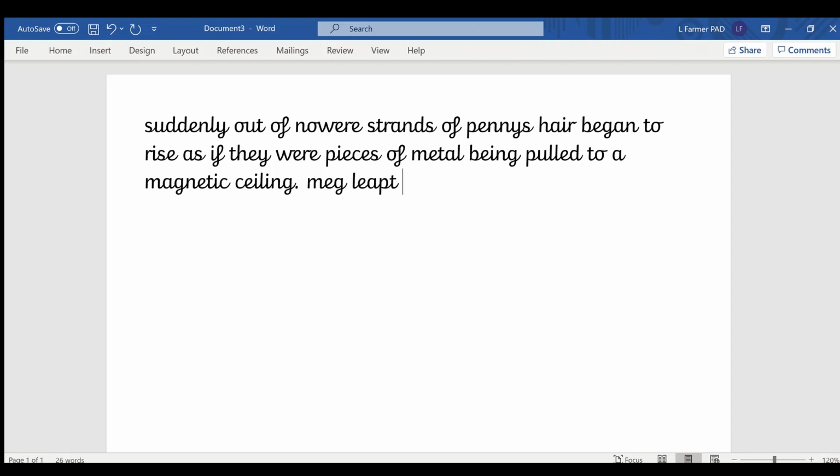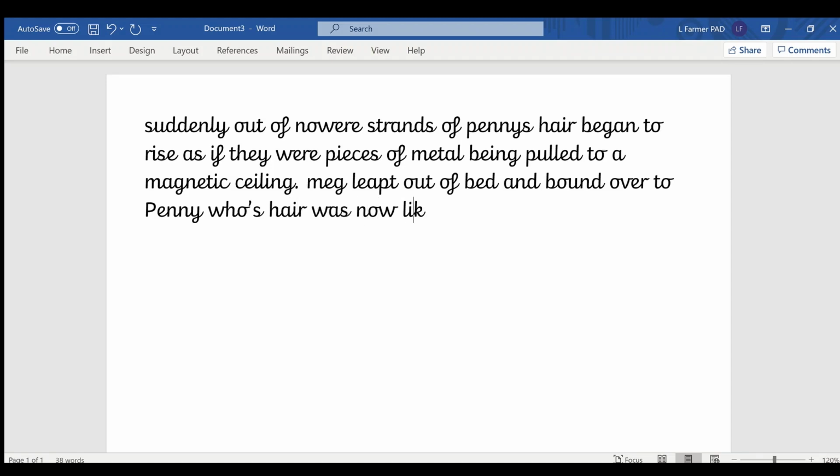Meg leapt out of bed and bound over to Penny, whose hair was now like a porcupine's spiky back. Wow, Penny, she cried.